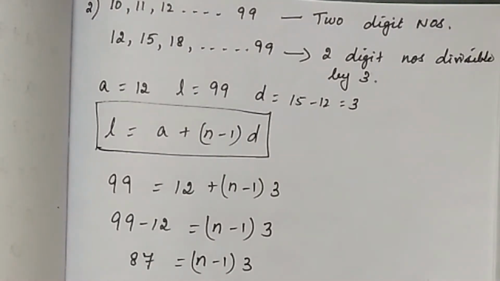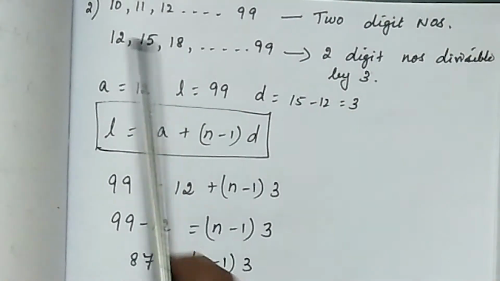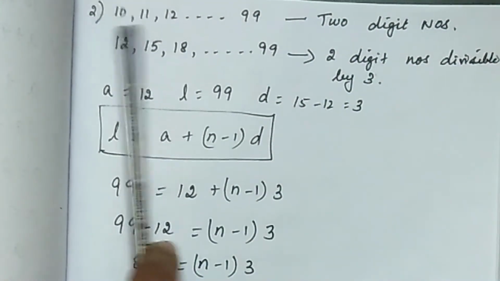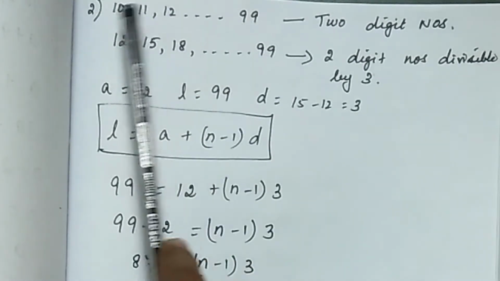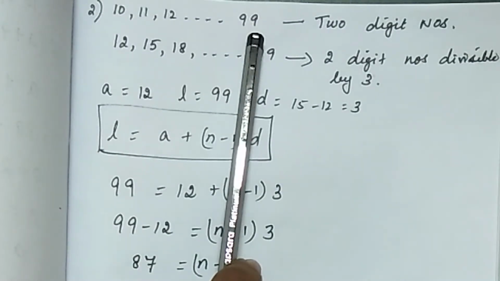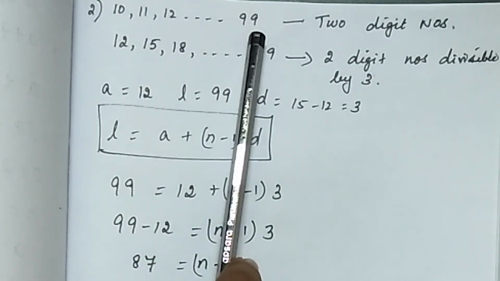The second question. How many two-digit numbers are divisible by 3? We have to find how many two-digit numbers are divisible by 3. You know, two-digit numbers start from 10: 10, 11, 12. And where do they end? 99. So 10 to 99, these are the two-digit numbers.